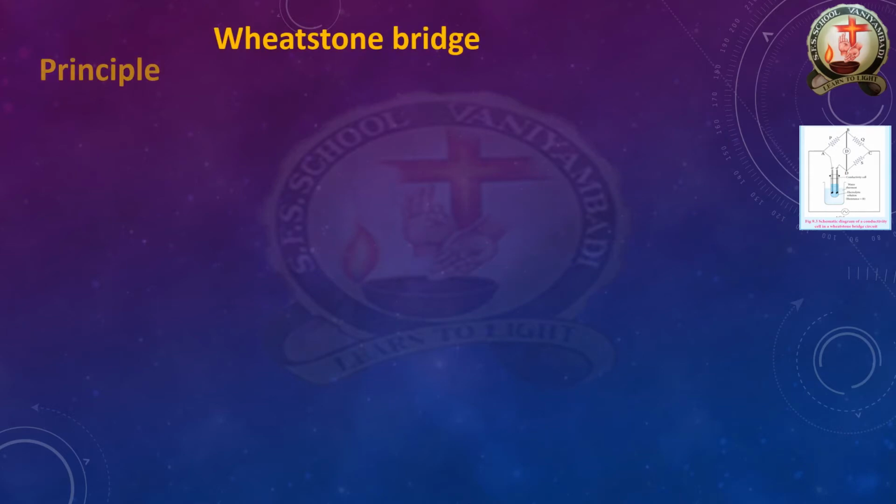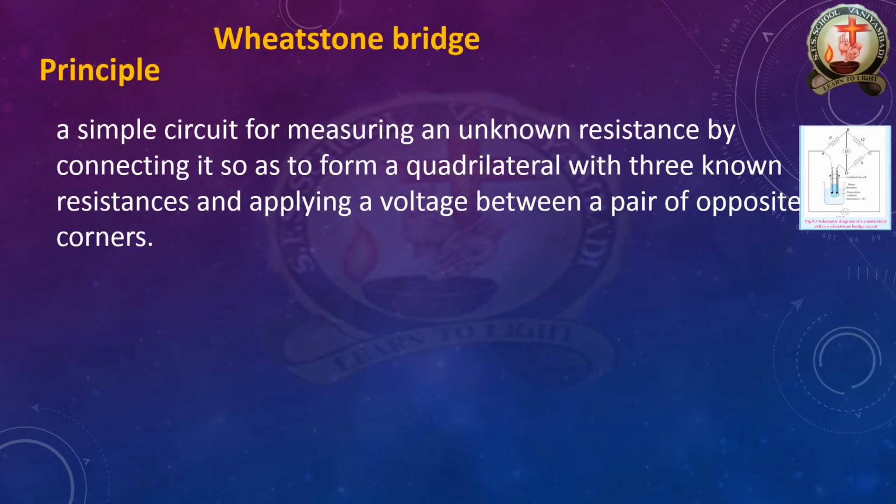Now, the Wheatstone bridge principle: a simple circuit for measuring an unknown resistance by connecting it in a quadrilateral with 3 known resistances. Quadrilateral means the 3 known resistances have the same movement of electrons, but A and D has a different side. The resistances are applied with voltage between a pair of opposite corners. So what is the pair of opposite corners? Whether the resistances P and Q are the same, whether the resistances R and S are the same. The resistances are the same but the deflection will be different.